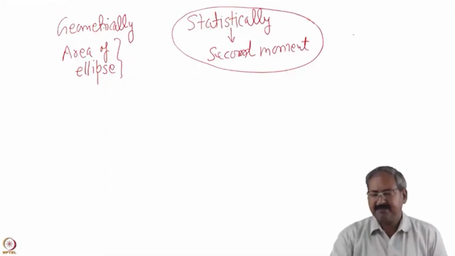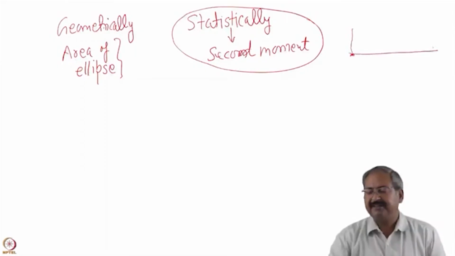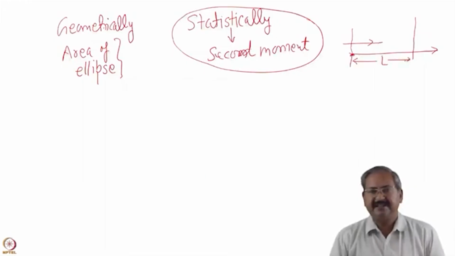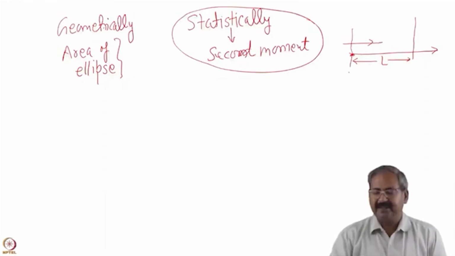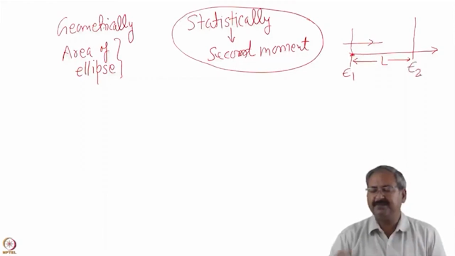So let us suppose that our initial point is here, and then the beam propagates in this direction and reaches here, and this length is L. Take it as a simple drift, and the emittance here is emittance 1 and the emittance here is emittance 2. We have to see whether emittance 2 is equal to emittance 1 or not. If it is, we say that in the statistical definition also emittance remains constant.